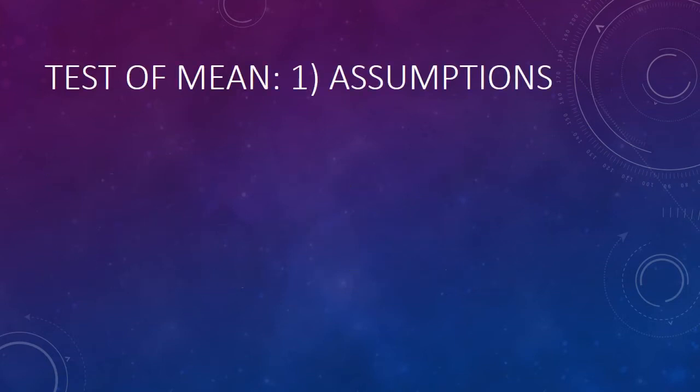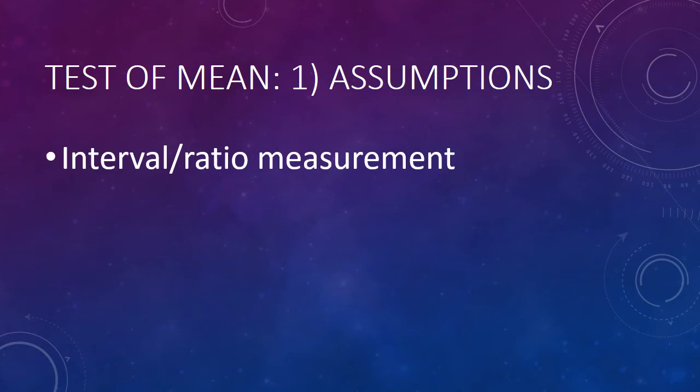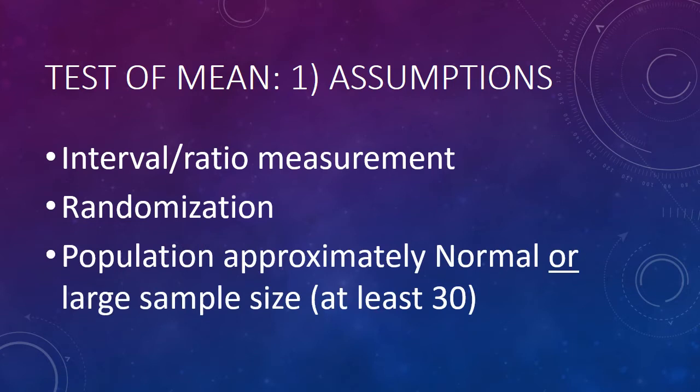First, we start with the assumptions. We have 3 assumptions for the test of a mean. First, the data have to have an interval or ratio level of measurement. Second, the data need to be obtained through randomization, that is, through random sampling or random assignment. And third, either the population needs to be approximately normal, or we need to have a large enough sample size, at least 30.